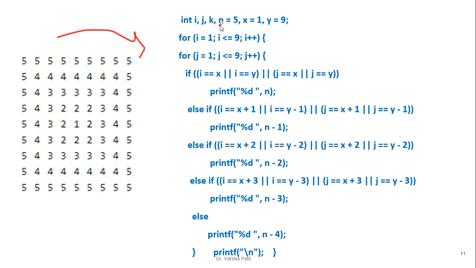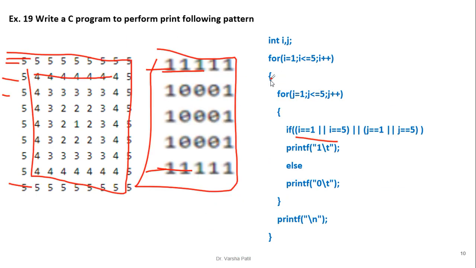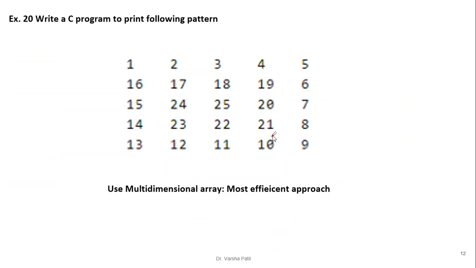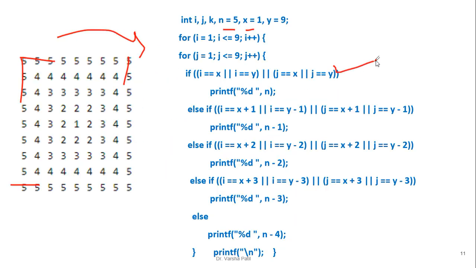So here total rows and columns are 9. I have taken n equal to 5, x equal to 1 and y equal to 9, because first time it is row 1 and 9, column 1 and 9. i equal to x, i equal to y. This condition and this condition are very similar. I have printed n, that is nothing but the value 5. So how will it print? It will print only the first 5. When i equal to 1, when i equal to 9, it will print this value. So in this way it is printing.